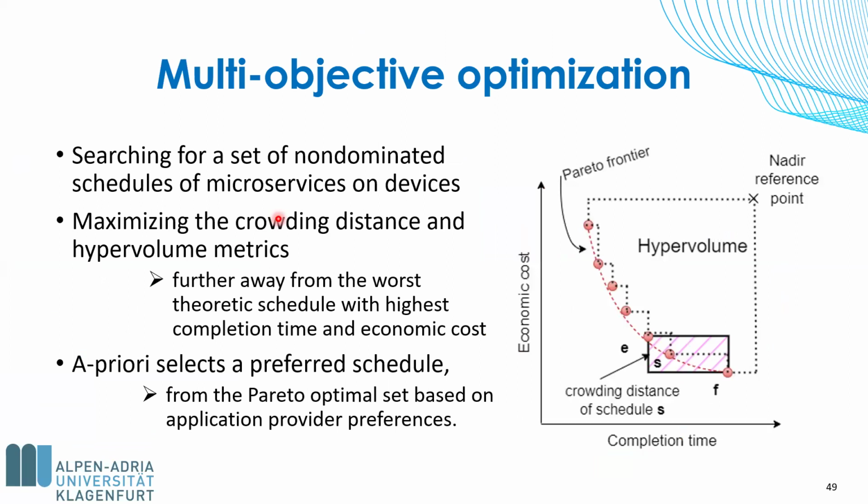The main model is based upon the multi-objective optimization. So it searches for a set of non-dominated schedules of the microservices on the devices, starting from the nadir point. For example, as you can observe in this figure, I just showed two objectives, although the main algorithm is based upon the three objectives. So this point has the worst completion time, the worst theoretic completion time, and economic cost.